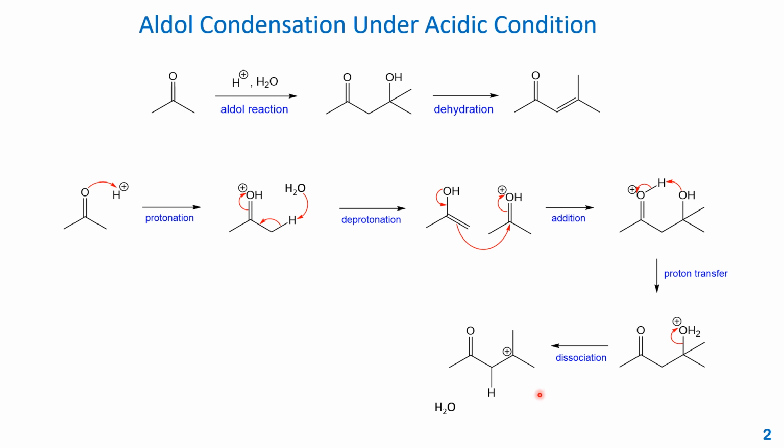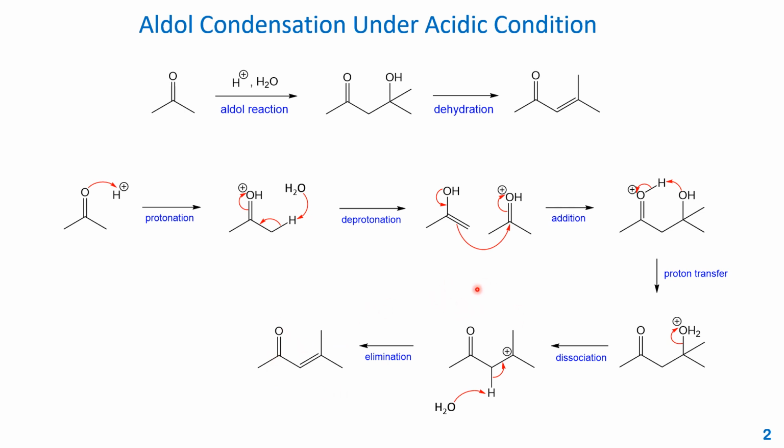This alpha proton will then be deprotonated by water, although this is a weak base. But this tertiary carbocation makes this elimination much easier. Deprotonate the proton, push the sigma electron to form the pi bond here. And that elimination is actually an E1 mechanism. And then this is the neutral final product. It's another alpha beta unsaturated carbonyl compound. And this time it's a ketone.